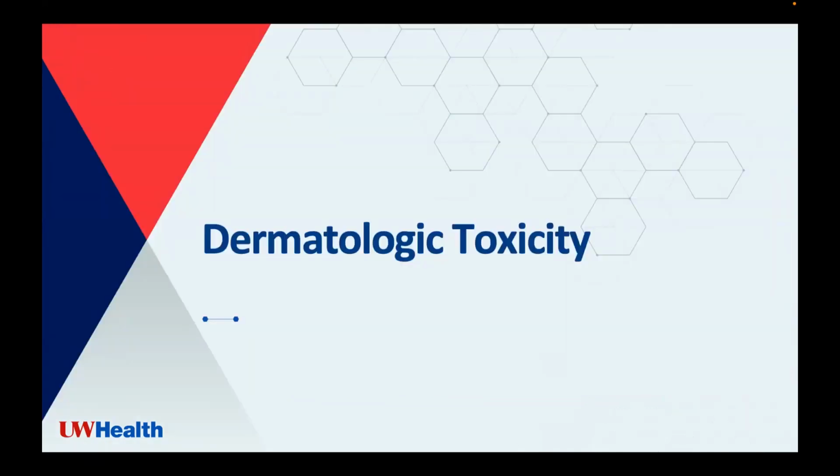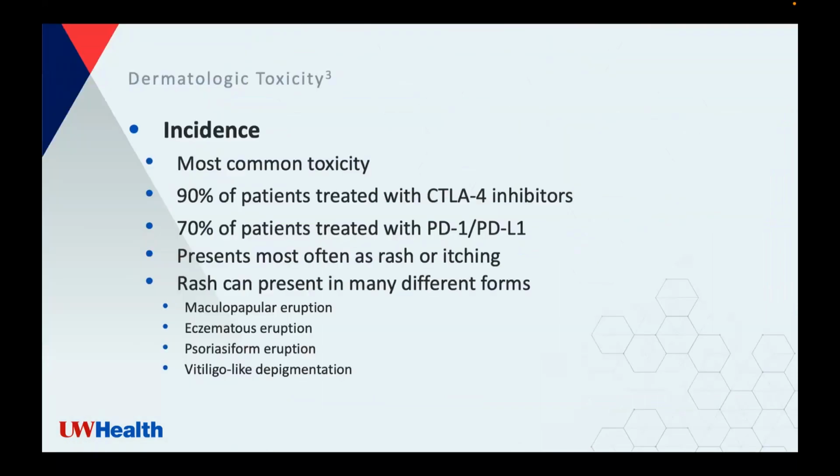So moving on to the dermatologic toxicities, the incidence for these is quite common. These are the most common toxicities. 90% of patients being treated with CTLA-4 inhibitors and 70% being treated with PD-1, PD-L1s end up with a rash or skin involvement. Typically that is a rash or itching, and the rash can really present in many different forms. Listed below are some of the more common, and some of the wide variety like vitiligo, like depigmentation, but maculopapular eruption tends to be the most common. And we'll go through each of these here in a moment.